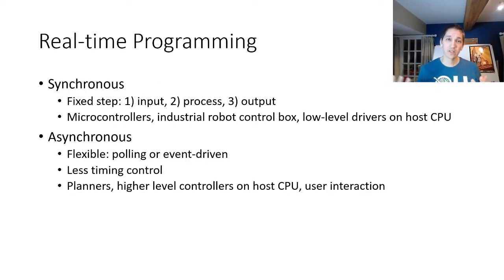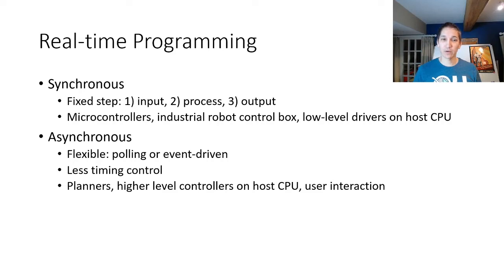Now, the next question is, how do we then use a motor controller to program the robot to do something interesting? And this is an issue of real-time programming. There are two general ways of producing real-time programs. The first is synchronous, and the second is asynchronous. In a synchronous form, you have a fixed operation that you do on a fixed time step. You input, you do some amount of processing, and then you output.